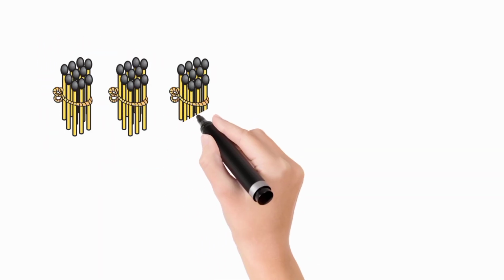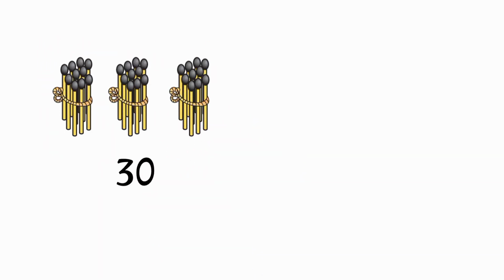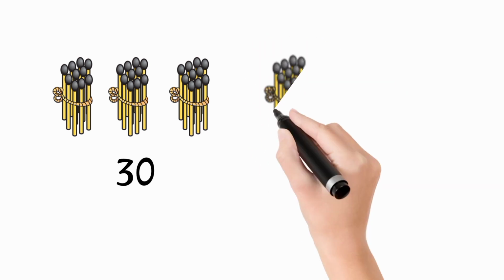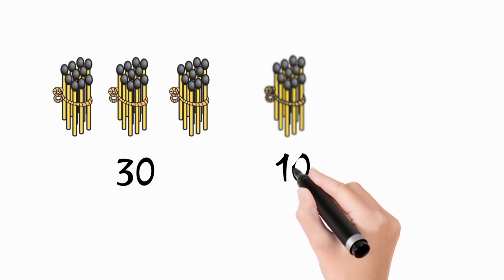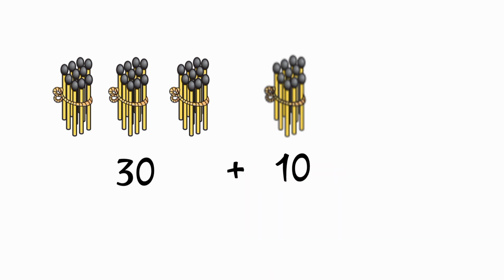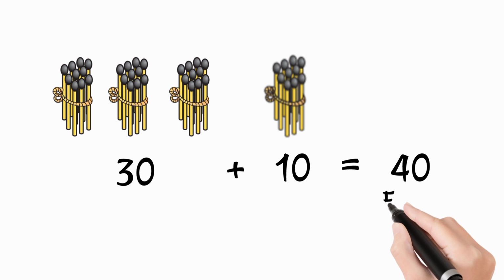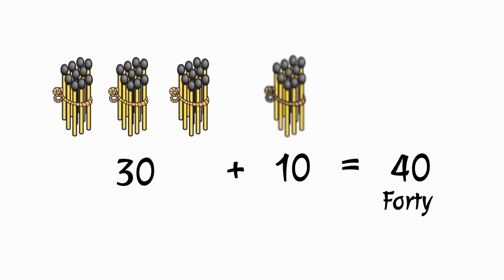Now we have 3 bundles, which means 30, and one more bundle, which means 10. So 30 plus 10 is equal to 40. 4 tens and 0 ones, 40. इसे 40 कहते हैं.